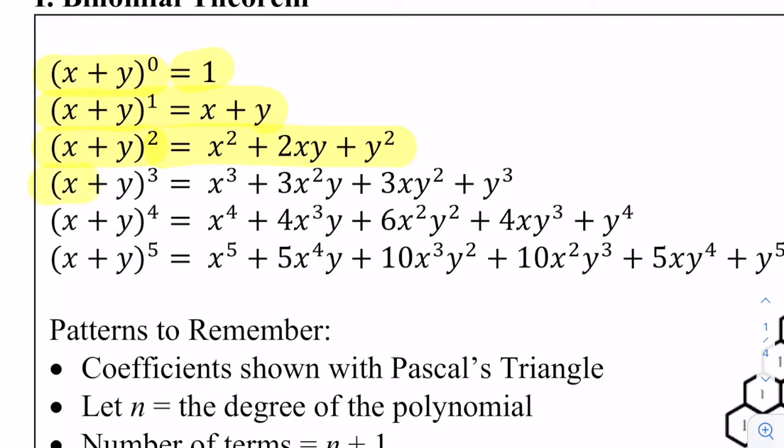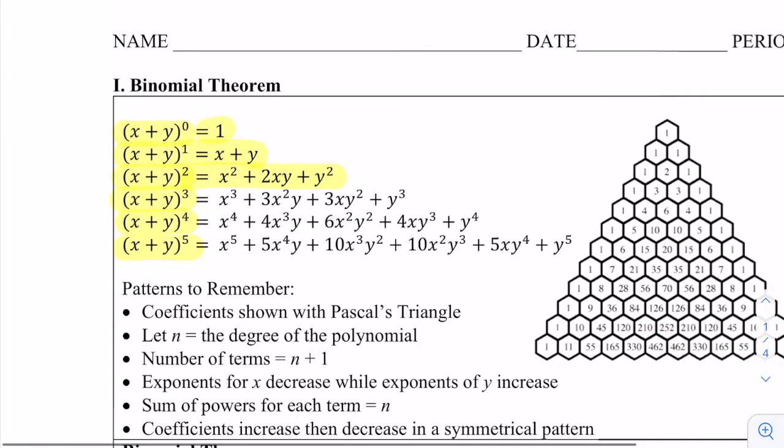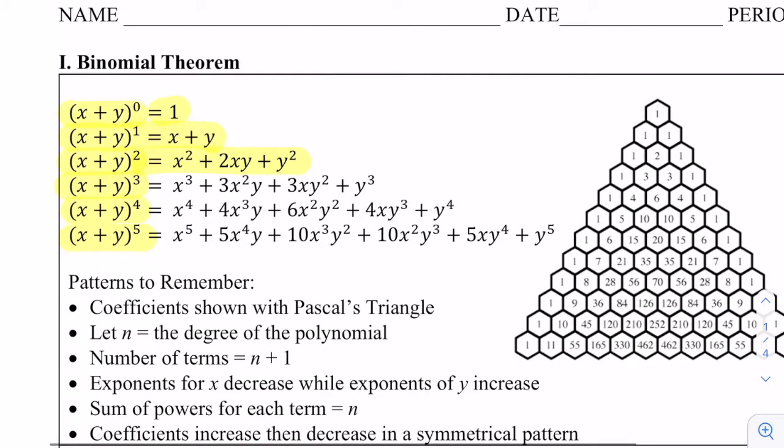And we can keep going with higher powers of x plus y. But you can probably tell that it starts to get exhausting doing all that distribution. So what I'd like to introduce to you today is Pascal's triangle. Pascal's triangle is actually a pattern where the edges are all going to equal 1.